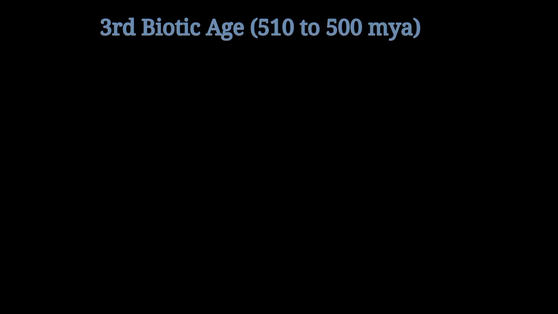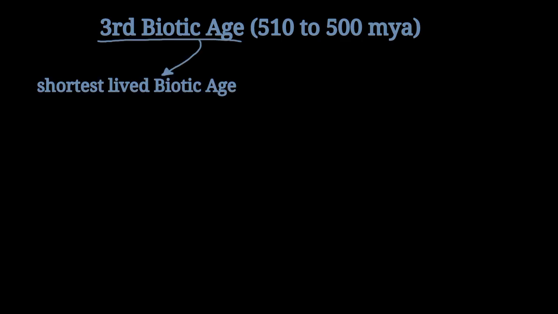The third biotic age is the shortest lived of all biotic ages. Lasting only 10 million years, it ended at the onset of low oxygen conditions in the hydrosphere.